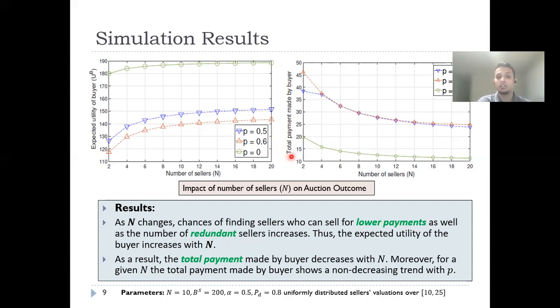Here we have plotted the total payment made by the buyer versus the number of sellers. Here, what we are able to see is that when more sellers come into the picture, since the buyer is able to get a better deal of an IC at a lower payment, the payment made by the buyer also decreases for a given P, which again shows how redundancy helps in this auction mechanism design. When we acquire more ICs from multiple sellers, it enhances the performance of the buyer.